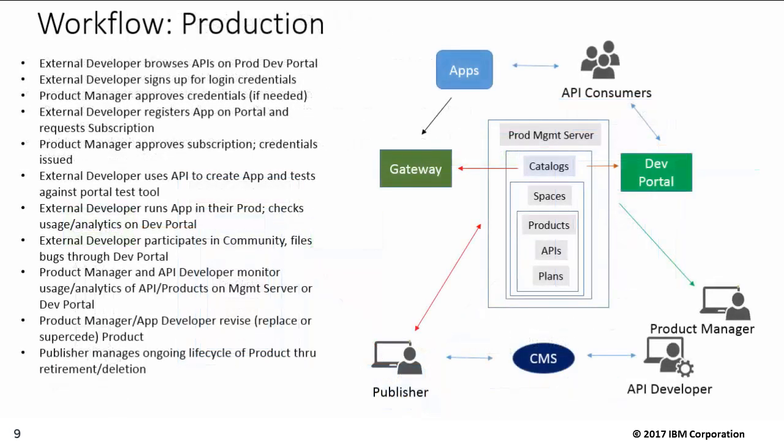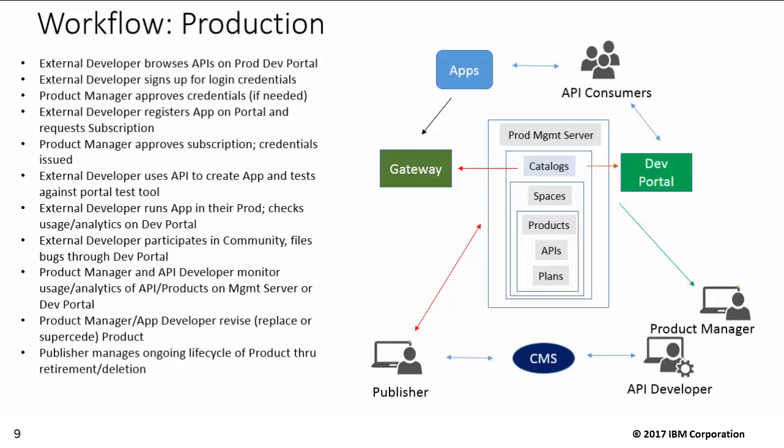Once an API has been published into production, that API then appears on the development portal, where external developers can see and sign up to use those APIs. Those API developers must first sign up for login credentials for the developer portal, which may require the product manager to approve those credentials. The external developers register their applications on the portal, subscribe those applications to the APIs, and then start to use the APIs using the URLs that hit the gateway.